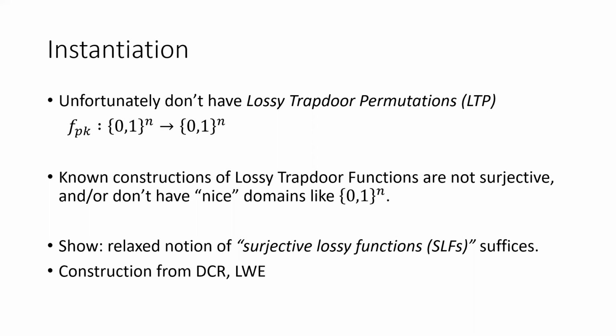I want to mention that this relaxation to surjective is important because, for example, I don't know how to build even trapdoor permutations, forget lossy, just trapdoor permutations under LWE or under nice post-quantum assumptions. So here, by relaxing it to surjective lossy functions rather than lossy trapdoor permutations, we can get constructions from LWE and other assumptions that we didn't know imply trapdoor permutations. Okay, so that's all I want to say about the instantiation.